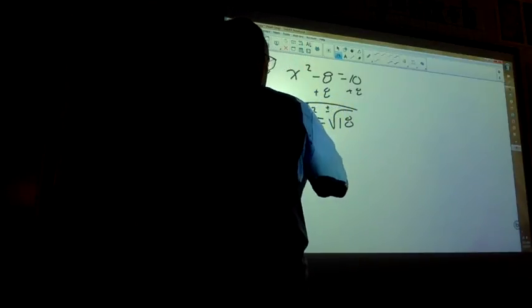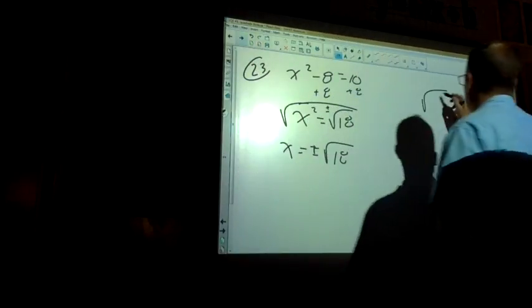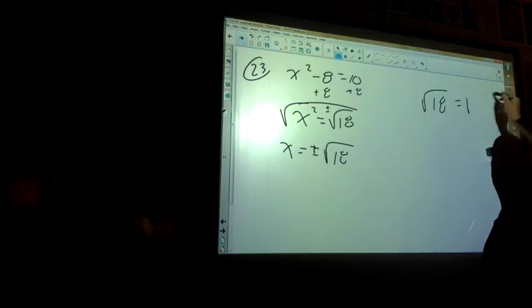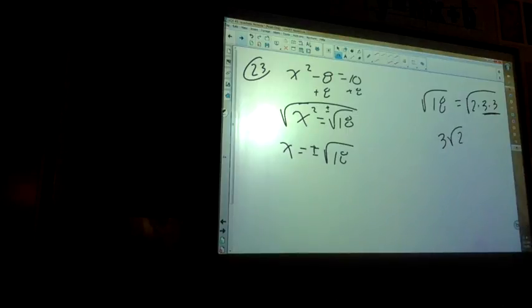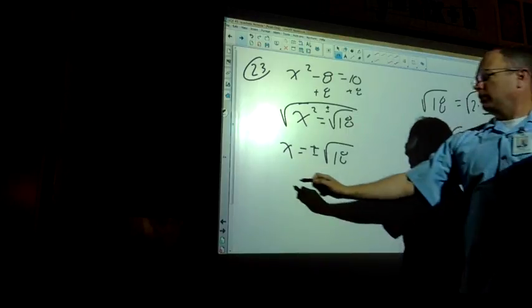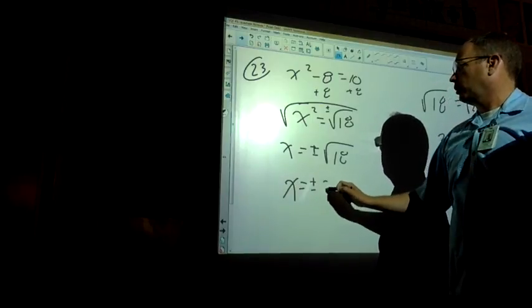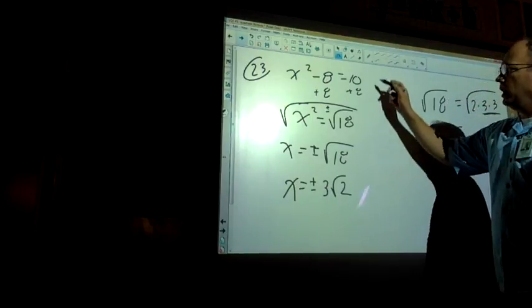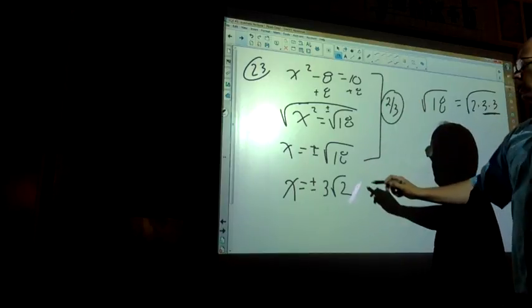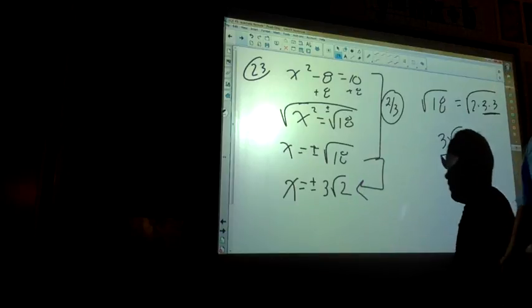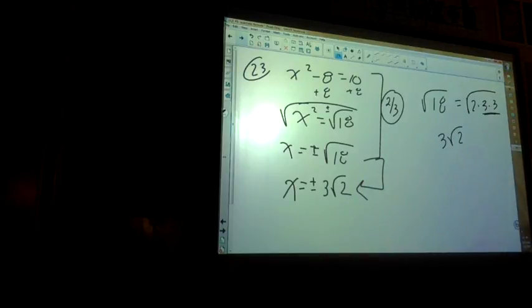Alright, if I take the square root of both sides, I have to have plus minus, so I get x equals plus or minus root 18. But then you have to realize that root 18 breaks down to 2 times 9, 9 is 3 times 3, so you're taking the square root. That's going to give you 3 root 2. Is that okay how I did that? Which means this is going to give me x equals plus or minus 3 root 2. So, if you got to here on the problem, you would have 2 out of the 3 points. You get down to here, and you rationalize, you get the third point.